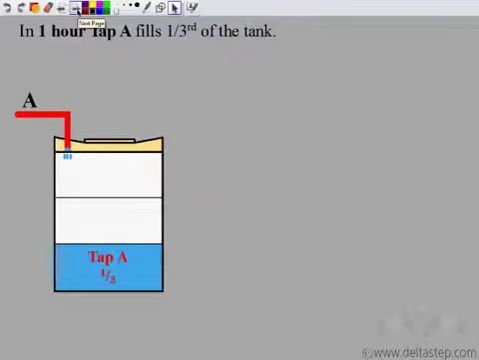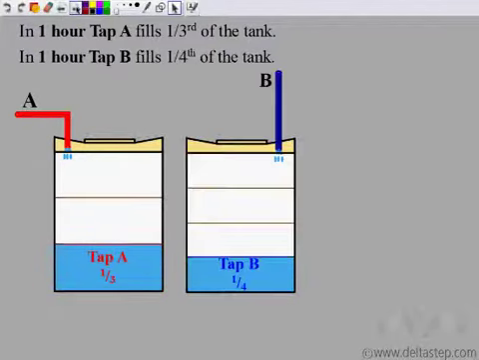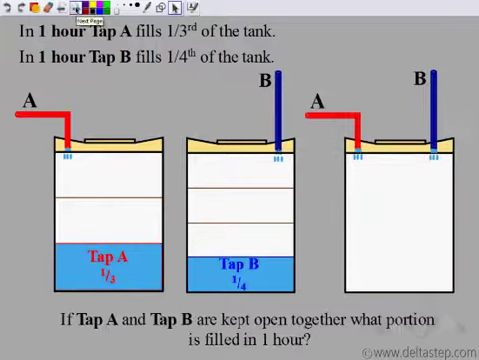So we know tap A fills 1/3 of the tank in an hour and tap B fills 1/4 of the tank in an hour. Now if both these taps are there in one tank, and both tap A and tap B are open together, what portion of this tank would be filled in an hour? So we know that tap A fills 1/3.